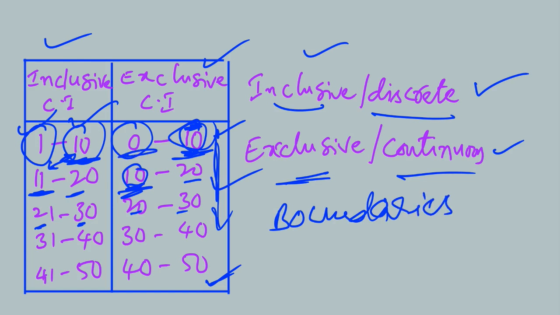Here 0 is the lower boundary, 10 is the upper boundary. In the second class interval, 10 is the lower boundary and 20 is the upper boundary. Like that, here we can't say limits. So these are boundaries, and those are limits. We have to remember what inclusive and exclusive are, and the difference between boundaries and limits.